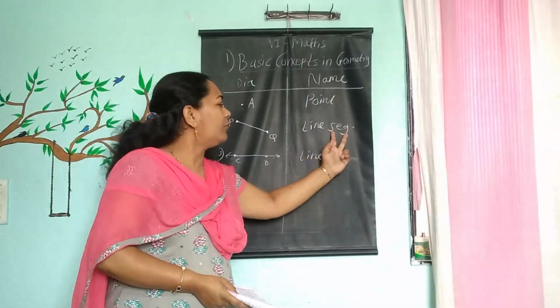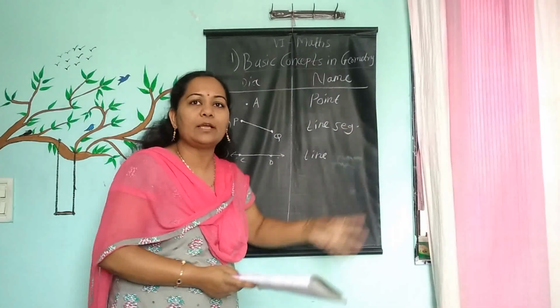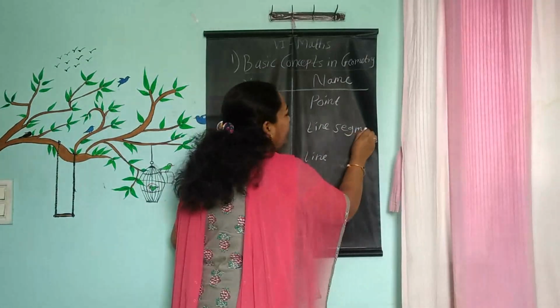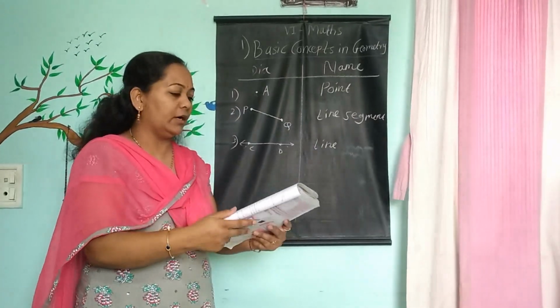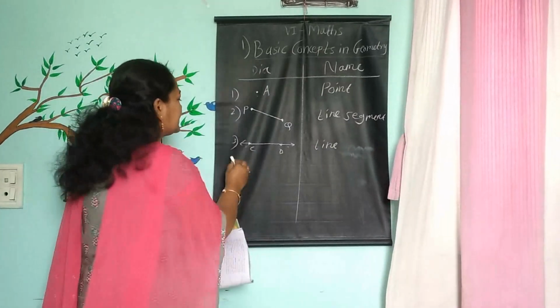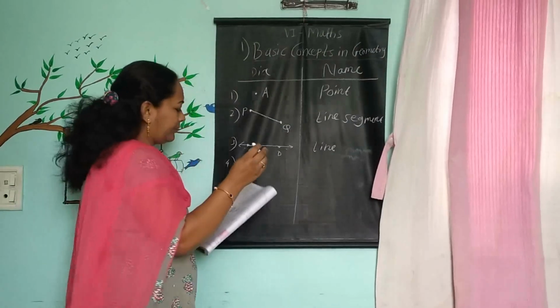This particular perfect measurement is called a segment. This is called a segment. So the line and line segment concept, I hope you are clear. The next is point 4.